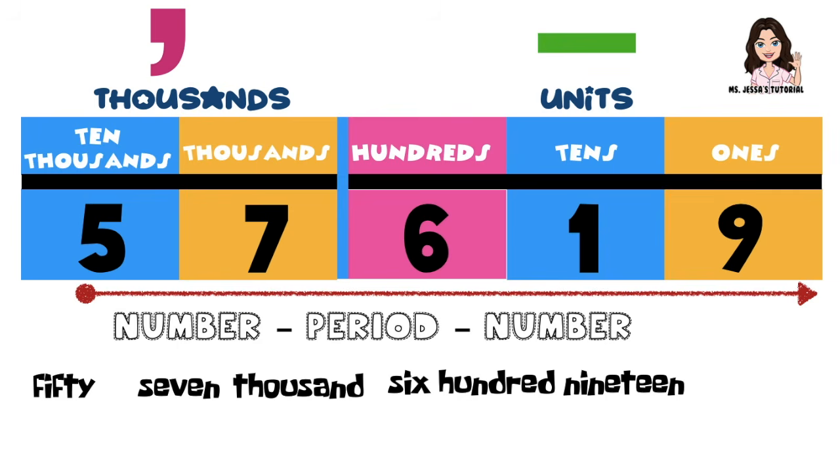Children, where are we going to write the comma? Louder, where are we going to write the comma? That's correct, at the thousand. After the word thousand. How about the hyphen?